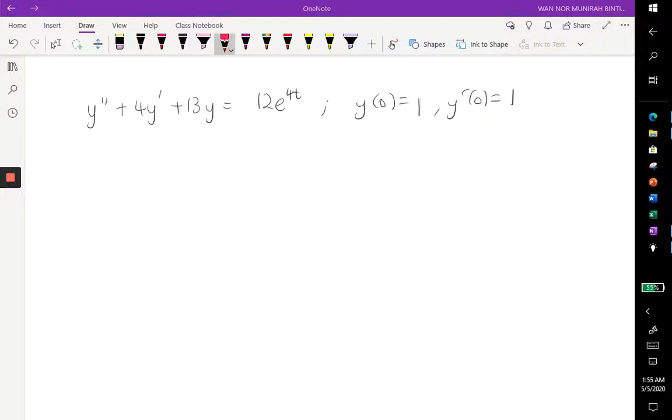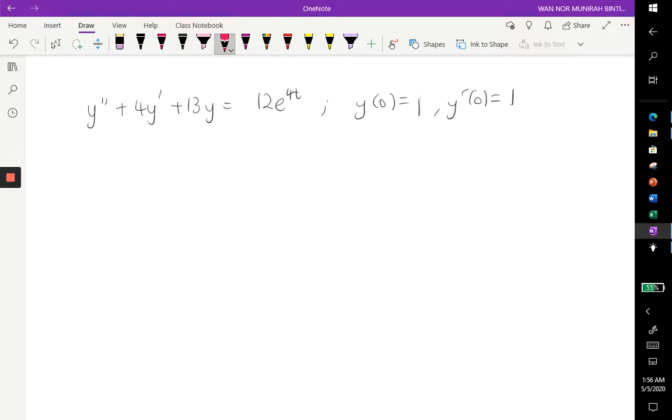Hi, I think this is my last video on Laplace transform. I try to deliver one example on solving an IVP, which is a second order linear differential equation with two initial conditions. Okay, so let's try to solve this one by using the Laplace transform.